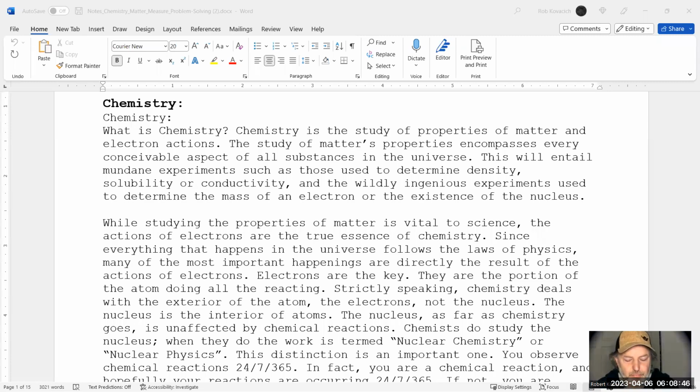So you've registered for a chemistry class, and the first question you might have is, what is chemistry? So I've got my own definition. There's lots of definitions out there, but my definition is chemistry is the study of the property of matter and the actions of electrons. So a chemist would study, say, what the density of steel is and what its tensile strength is and how much weight it can handle, what its load is for a particular size and whatnot.